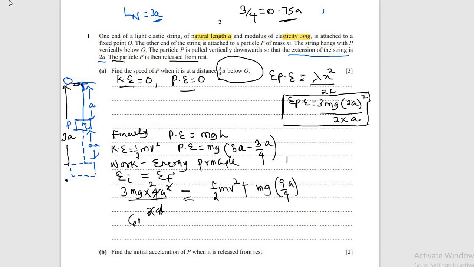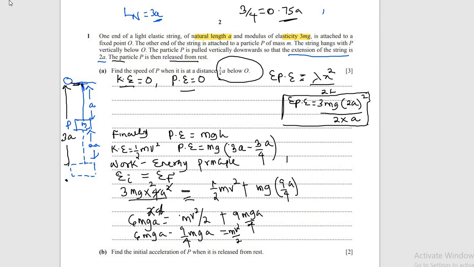So we have 6mg at this point, equal to, is this 6mga? Yeah, 6mga equal to half mv squared. That's mv squared over 2 plus this one gives us 9mga over 4. When you collect the like terms, that's 6mga minus 9 over 4 mga equal to mv squared over 2.